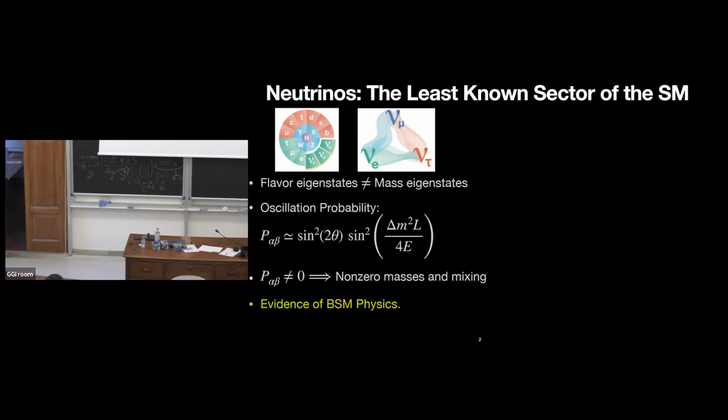We have measured the oscillation probability to be non-zero for all 3 different flavors between each other. And that means that at least 2 of the mass eigenvalues must be non-zero, and all 3 mixing angles must be non-zero, right? And there's already evidence for BSM physics, because there's no way in the standard model you can accommodate this feature of neutrino oscillations, or giving mass to the neutrinos.